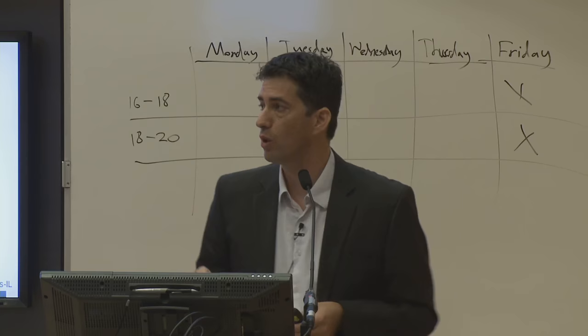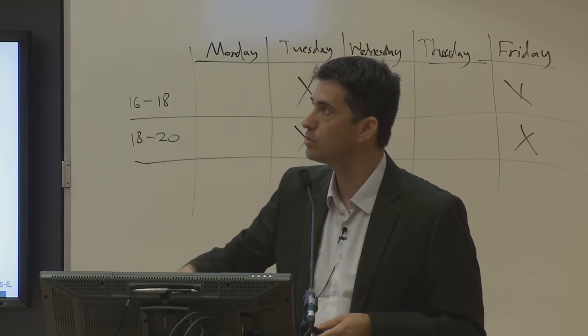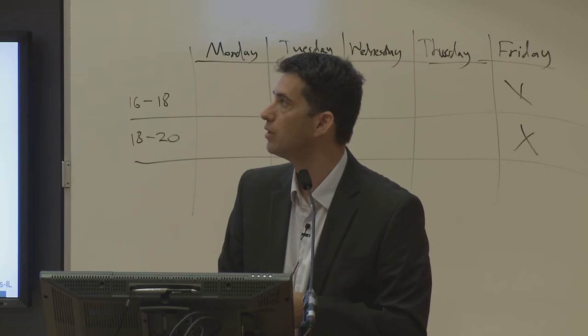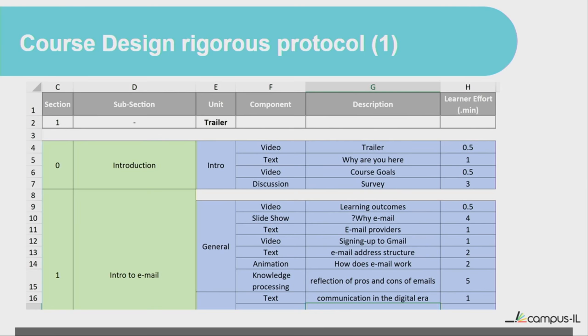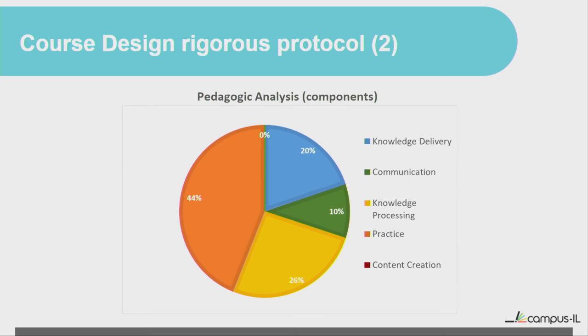So one of the things that we're going to do in the next cohort is to use a more rigorous course design protocol, and I'm going to demonstrate it now. You all know these tables, Excel worksheets, describing section, subsection, units, what the component is, and what the learner effort is for every row. But what we added to that template is analytics of the course in terms of pedagogy and in terms of learner effort.